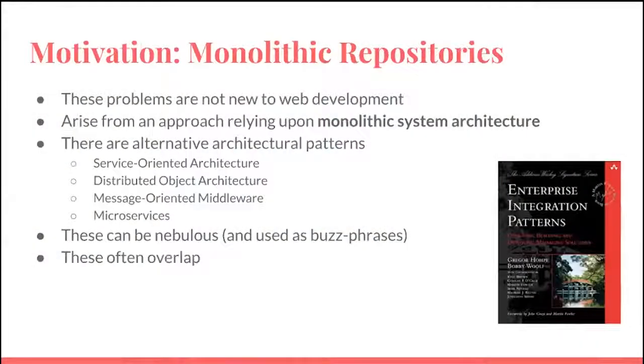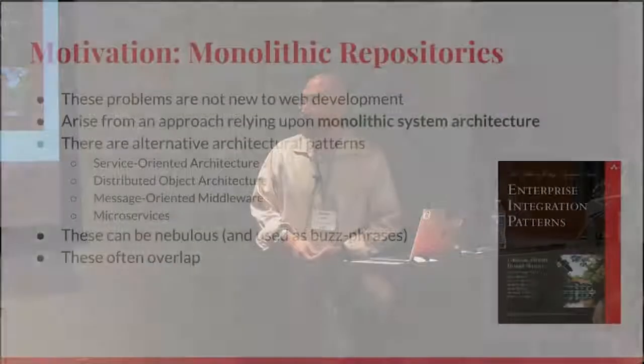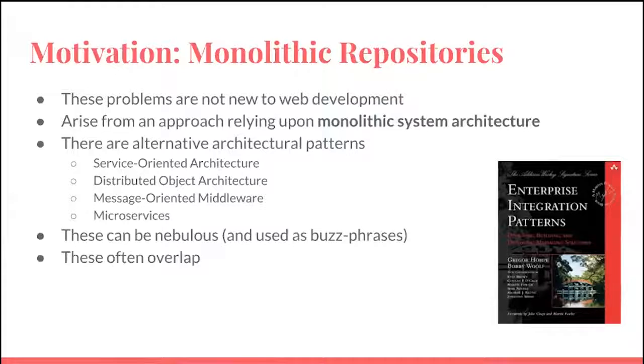or physical servers. So these problems really aren't all that new to web development, right? These really arise from an approach that is often described as implementing a monolithic system architecture. And there are a myriad of alternative architectural patterns that one can implement in response to these scaling issues. Some of these phrases are probably familiar. Some of them are a bit old, too. Service-oriented architecture, distributed object architecture, message-oriented middleware, decomposing into microservices. For anyone who's been paying attention to the work Stanford has been undertaking with Taco, that's particularly relevant with the work they've been successfully taking ahead.